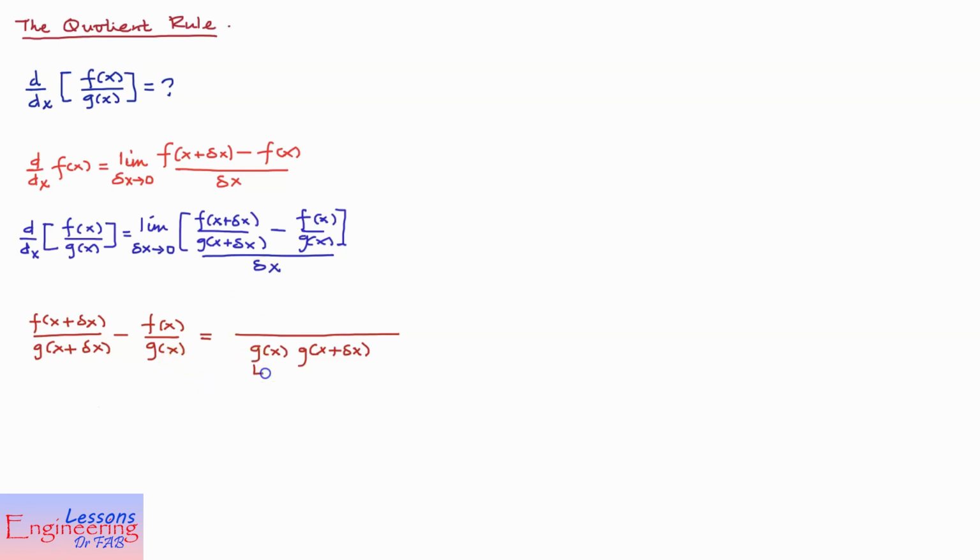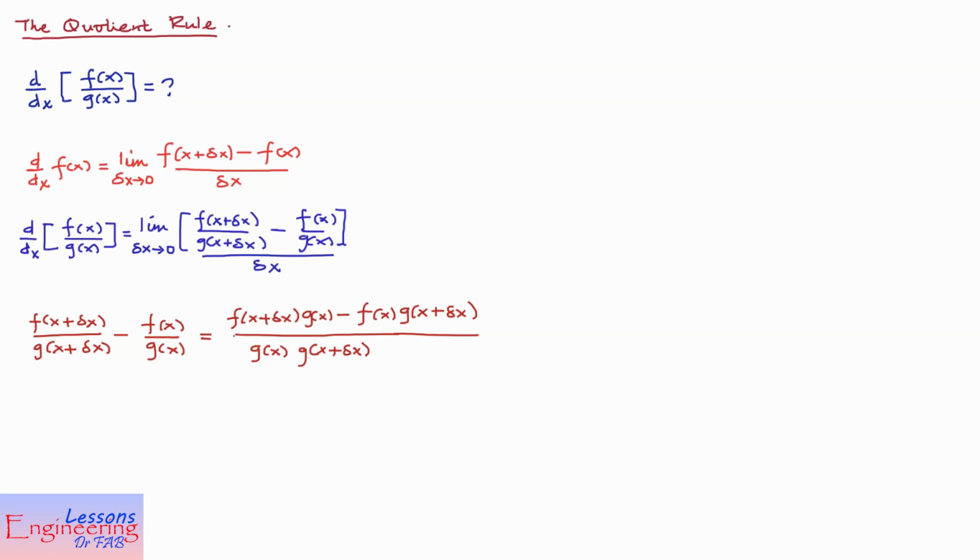Okay, so that divide by the first will be, you remain with g of x and multiply that with the numerator. So for the first you'll have f of x plus sigma x times g of x, minus, and for the second you'll have f of x times g of x plus sigma x.